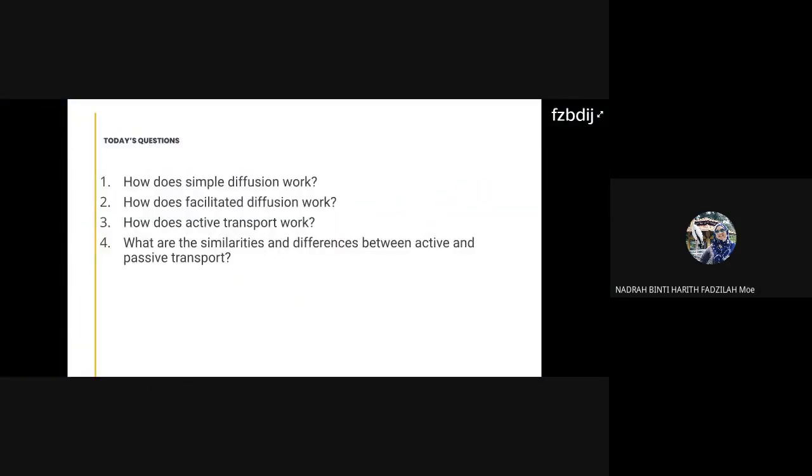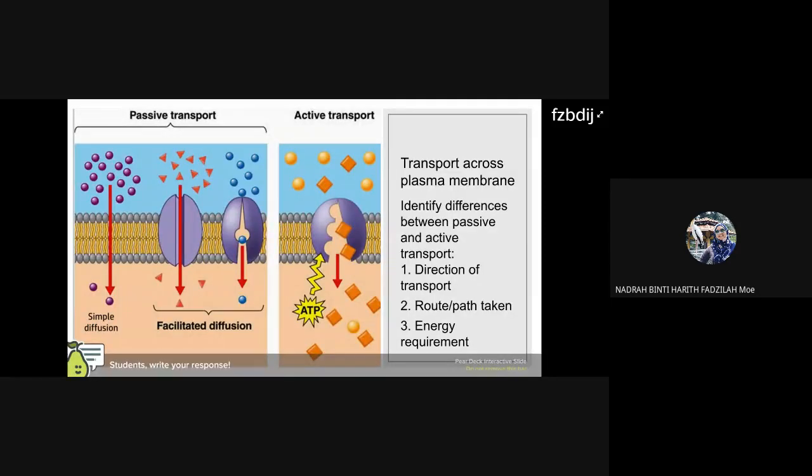Now, these are the things that we will go through today, which are how does simple diffusion work? Kita tengok mechanism simple diffusion, facilitated diffusion, active transport, and identifying the similarities and differences between the two types of transport. Okay, let's take a look at this one.